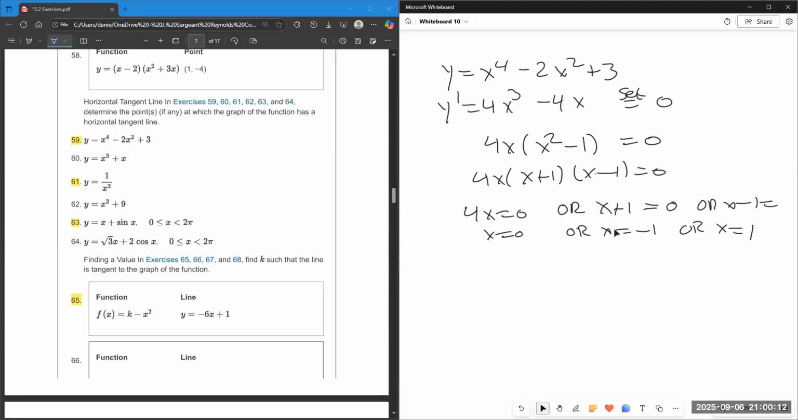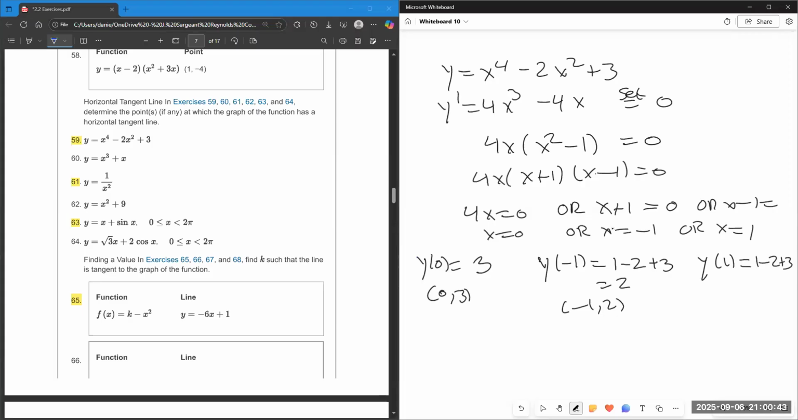So let's find the ordered pairs now. Y of 0 is 3. Y of negative 1 is 1 minus 2 plus 3, which is 4 minus 2, which is 2. So that gives us the point 0, 3 here. It gives us negative 1, 2 here. Y of 1 is 1 minus 2 plus 3, which is also 2, which gives us the point 1, 2 here.